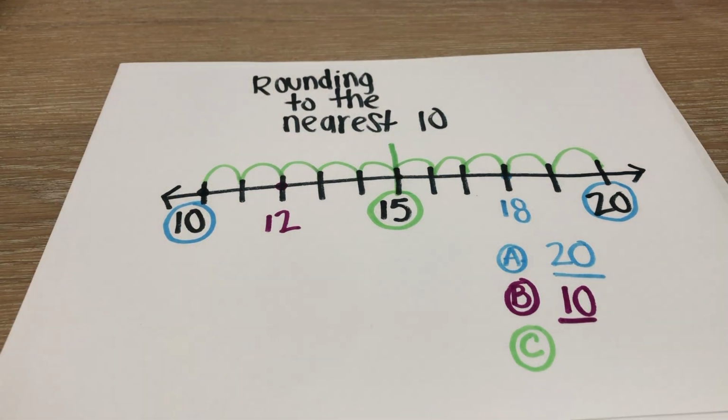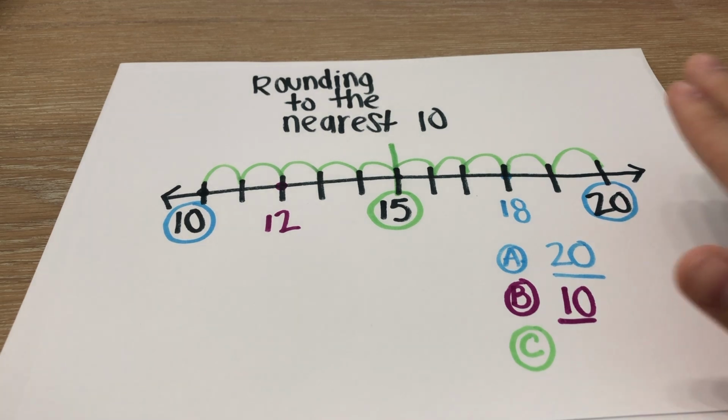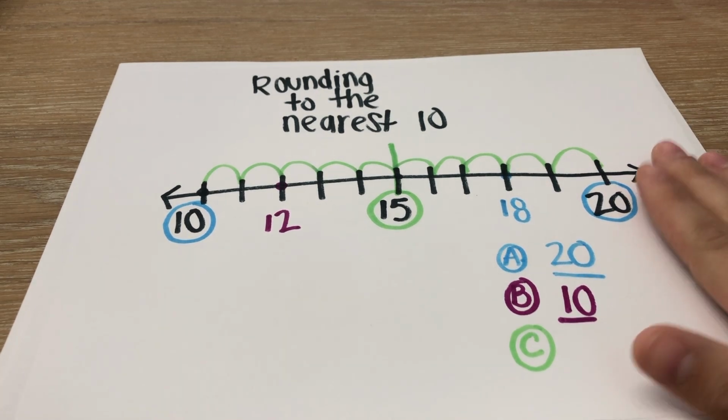So rounding just kind of makes things easier. Also, when you're adding and doing things like that, with rounding, it's a lot easier to say, okay, that's about 20 plus about 20 plus about 10. That's $50 I'm gonna need.